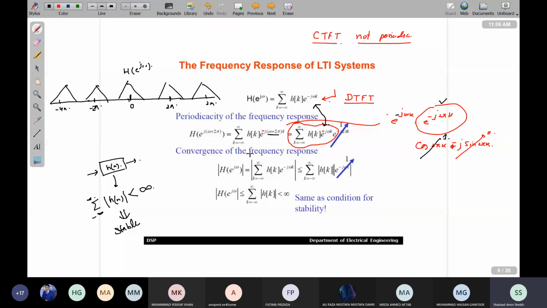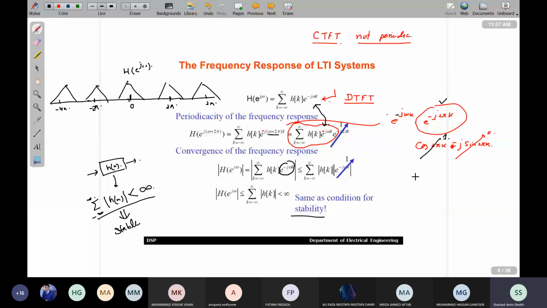So the absolute value of H of e^{jω} will be the absolute value of this expression, and the absolute value, the magnitude, of e^{-jω} is always 1. So now we are only concerned with this thing: the sum over k equal to minus infinity to infinity of the absolute values of h of k, and if this value, which we have written here as well, is less than infinity, then we will say that our frequency response is converging. It's the same condition for stability.